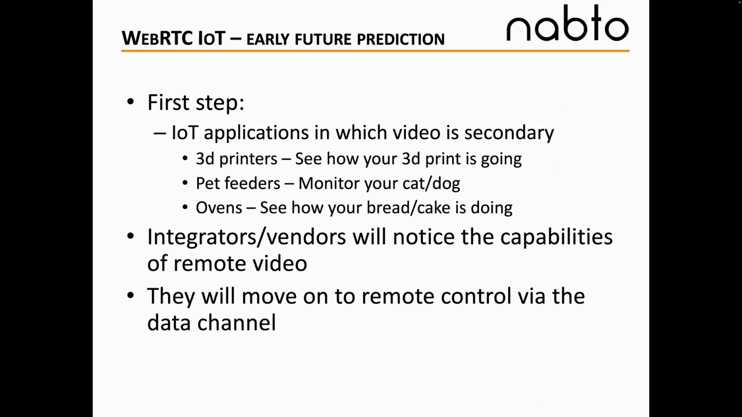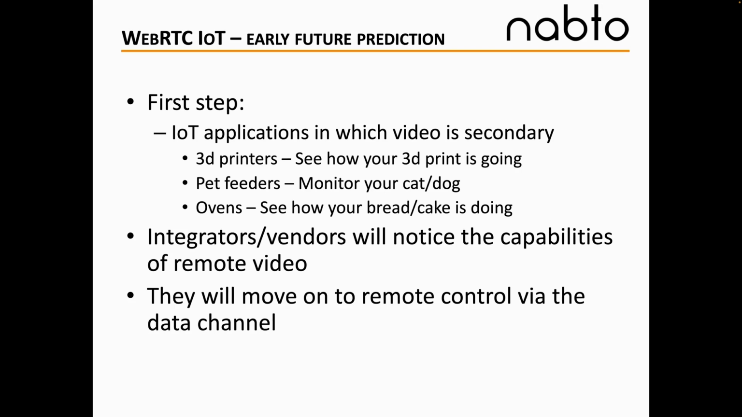Other IoT applications where video is secondary: we see a lot of 3D printers with cameras, and that's because if you do a 3D print, you want to surveil this print, because these 3D prints can take hours, and if for some reason the print goes wrong in the middle, it's good to know, because then you can stop it and reprint.